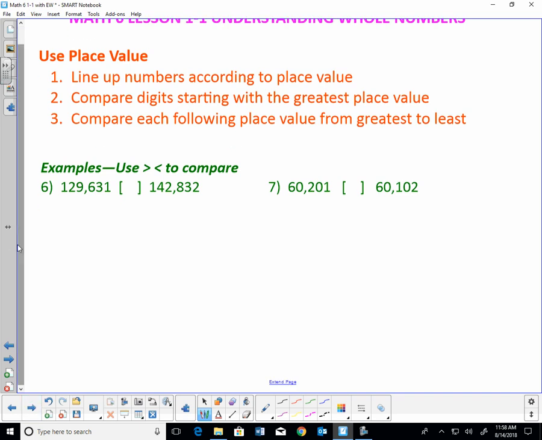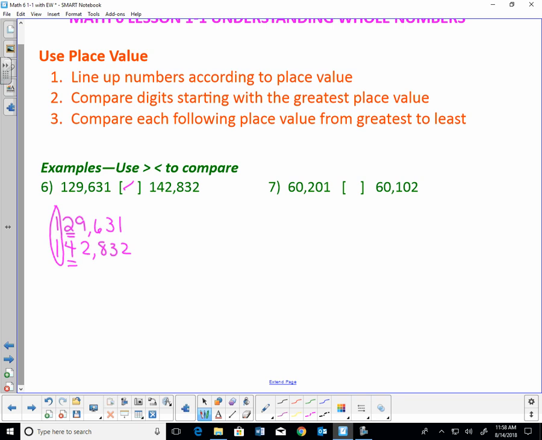129,631, 142,832. So if I was going to look at these numbers and I went 129,631, and underneath that I put 142,832, they both have a 1 in the hundred thousands position. But if I look at the 10,000s position, I notice that 4 is larger than 2, so 142,000 is bigger than 129,000, so my symbol should go that way.